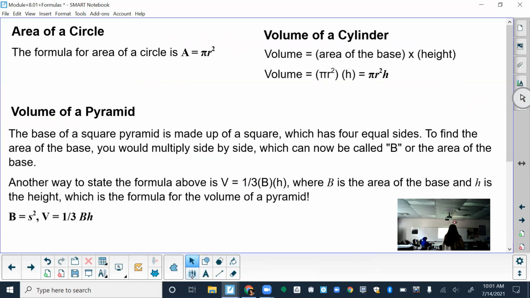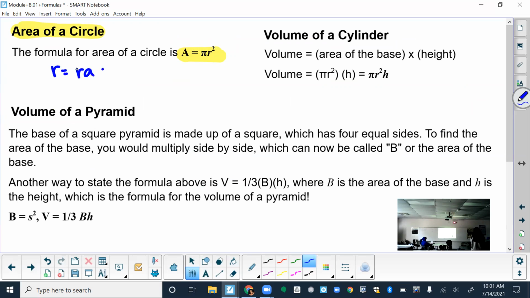All right. So we have area of a circle, another formula. And that one is going to be area equals pi r squared, where r is your radius.